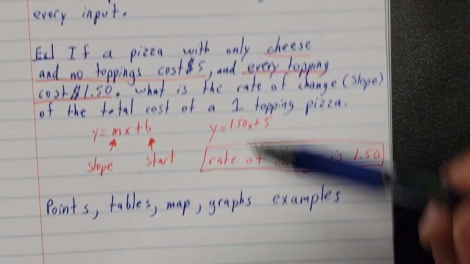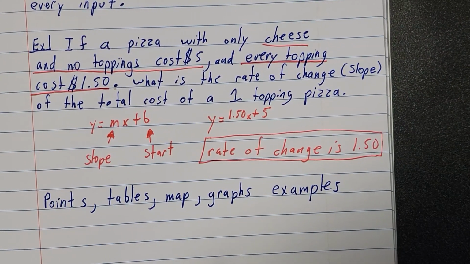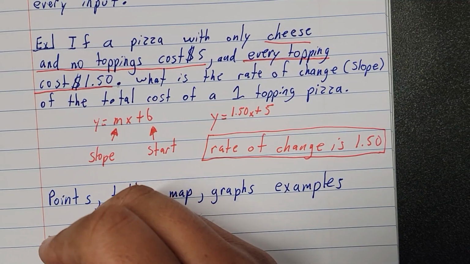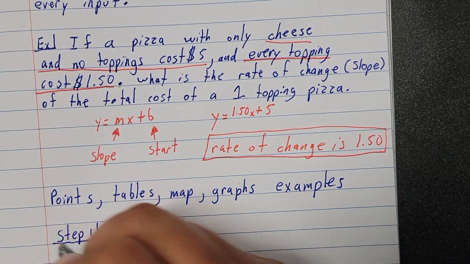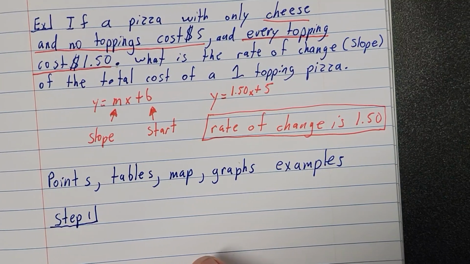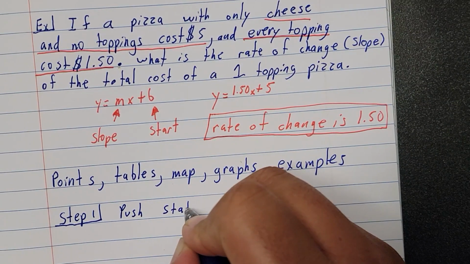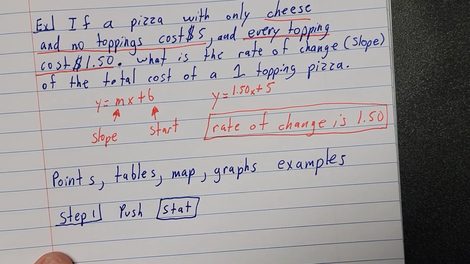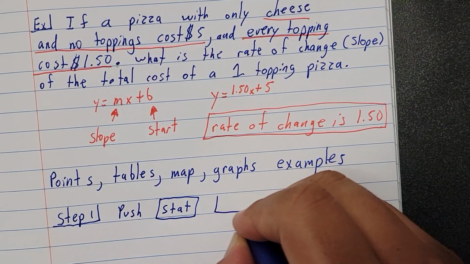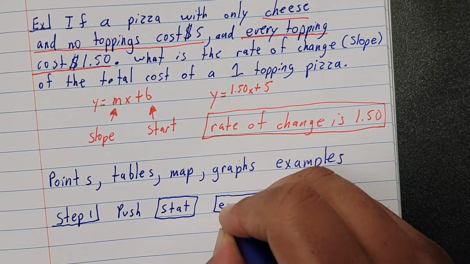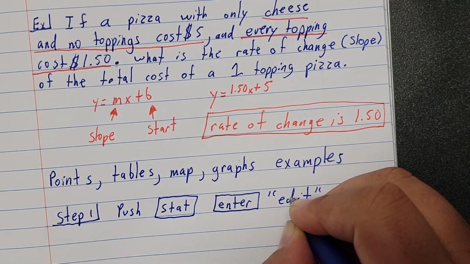All right, so this is like a word problem, but let's go ahead and use the points, tables, maps, graphs examples. Okay? So let's say that we have some points. We're going to use some calculator strategies, guys. All right, so let me go ahead and put some steps. This is going to be your calculator steps. Step 1, you want to push stat and put a square around that. So there's a button called stat in your calculator. We're going to push stat enter, and that should say edit. I'll show you right now in the calculator what I'm talking about.